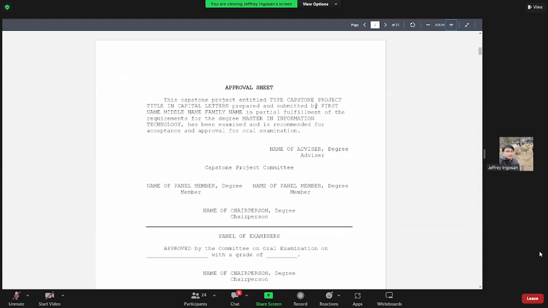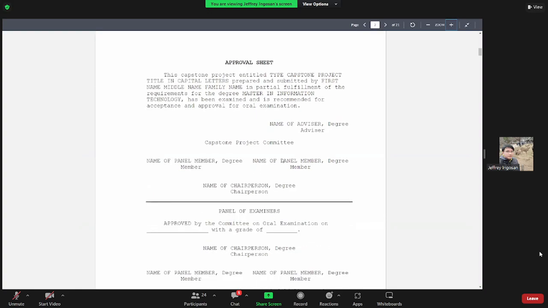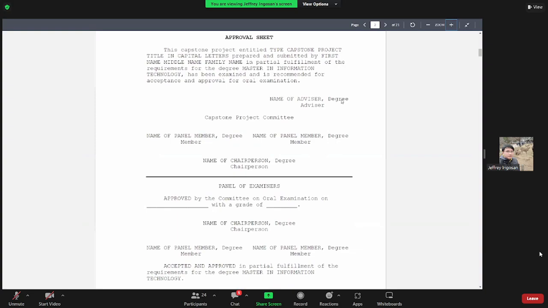Prepared and submitted by your first name, your middle name, and your last name, family name. In partial fulfillment of the requirements for the degree Master in Information Technology. Of course, you do not change the Master in Information Technology, and so on. And then below, you write there the name of your advisor, followed by the degree. So if, say, for example, Melinda A. Bininsig, MIT, advisor. And then below, you write the name of the panel members.